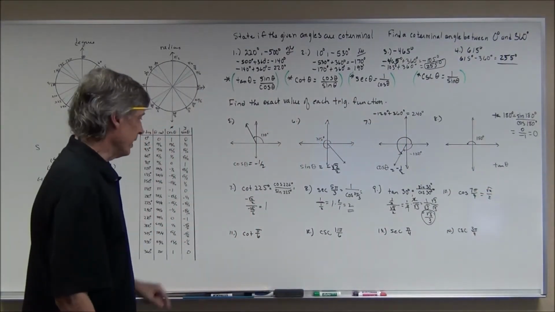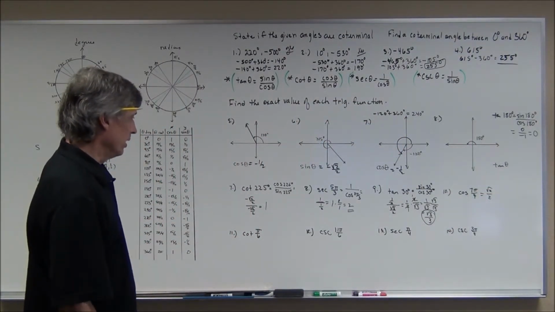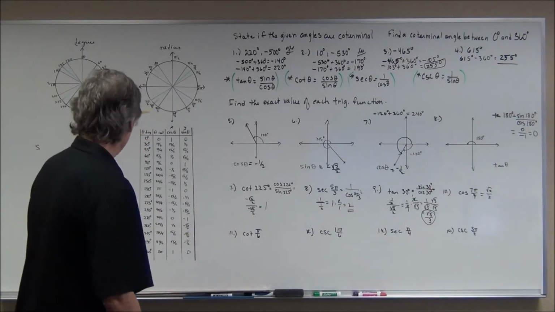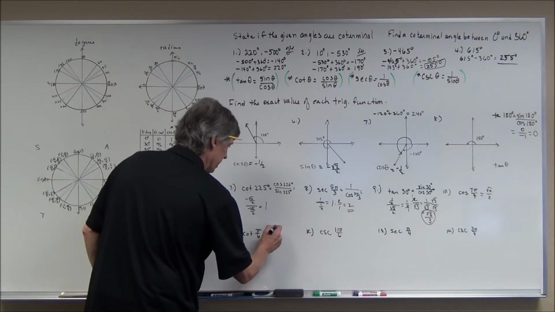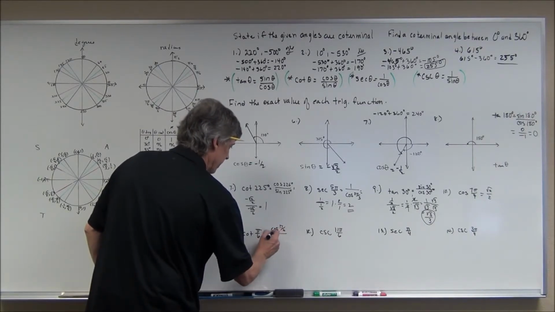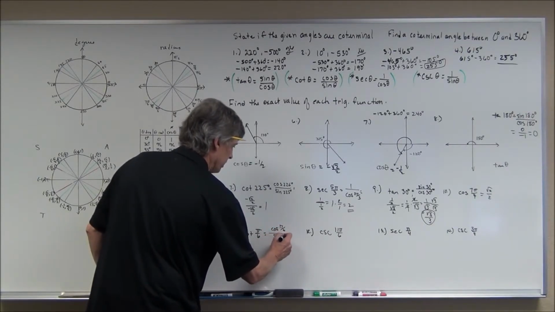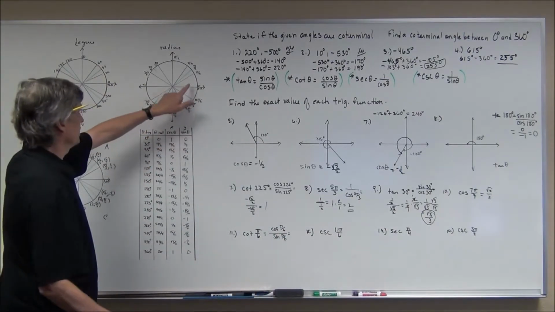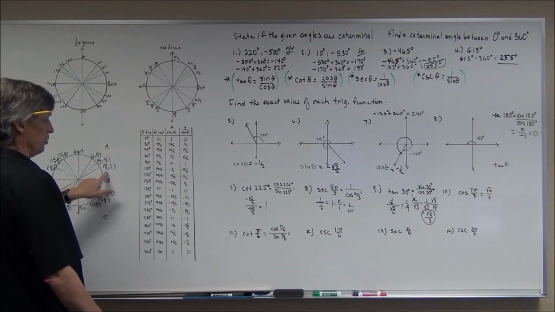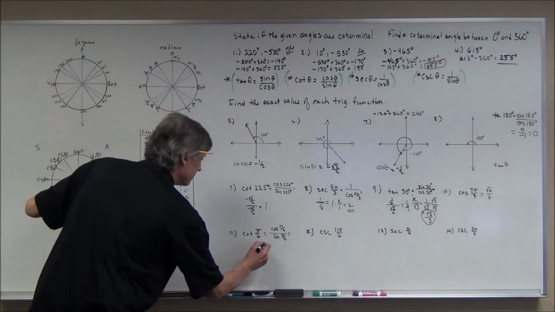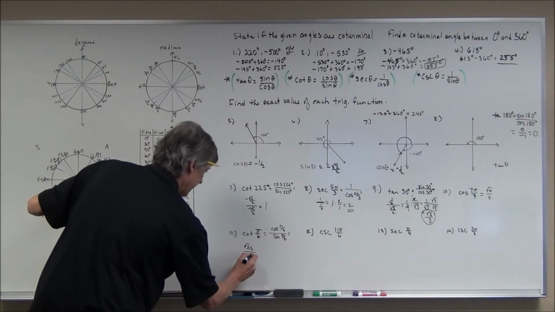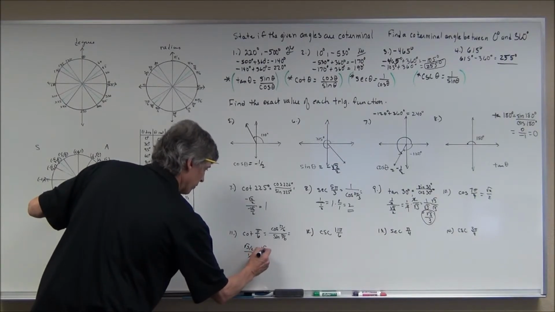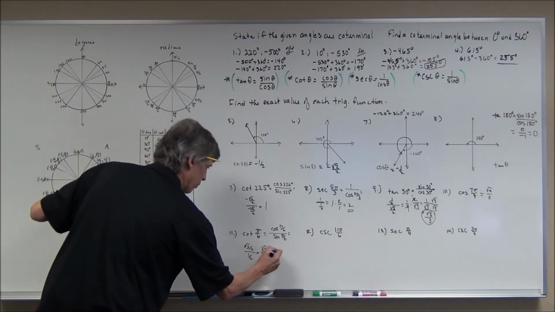All right, now, the last 4 here. Cotangent of pi over 6. The cotangent of pi over 6 is the cosine of pi over 6 divided by the sine of pi over 6. Now, pi over 6, that's this one right here in pink. The cosine is the square root of 3 over 2, all over the sine, which is a half.